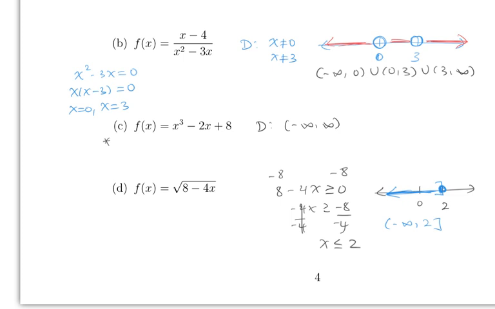Now, the worst case scenario for these domain problems is where you have two issues. What are the two issues? You cannot divide by 0. And what else? You cannot take square roots of negatives, okay? So that will be the next problem.